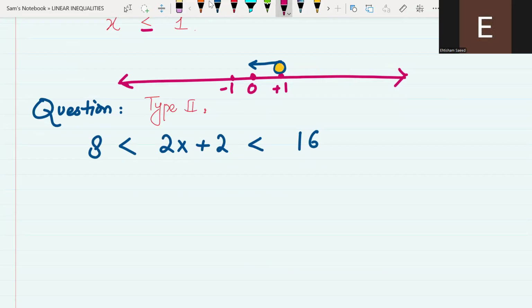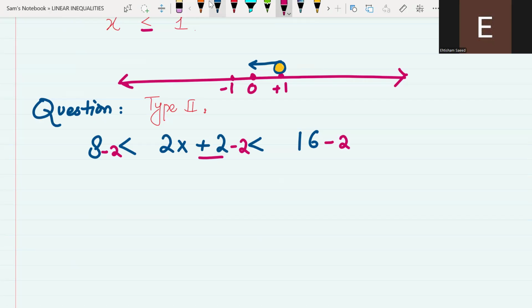So how can we solve it? Here we can see that plus 2 is present. In order to remove this plus 2, I will be adding minus 2 on all three sides, like here, here, and here as well. So what do we get?